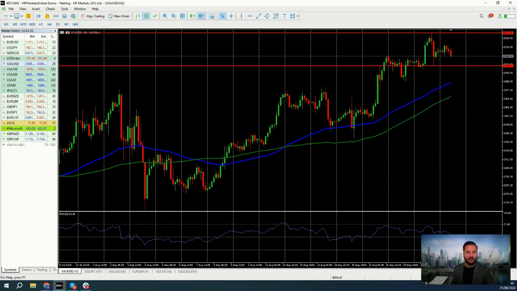So that's the end of today's session. We've looked at two potential signals and of course an alternative, and we've looked at potential targets for each direction.